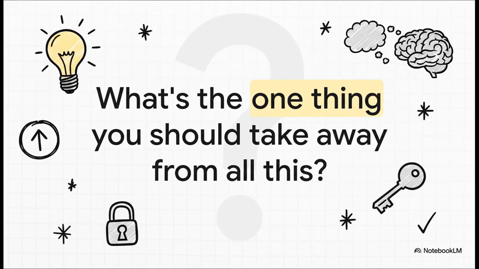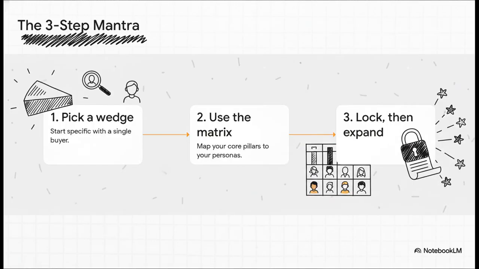So, after all that, what's the one big takeaway? If you forget everything else we've talked about today, please remember what's on this next slide. It all boils down to this 3-step mantra. You ready? First, pick a wedge. Start specific. Focus on that one buyer. Second, use the matrix. Map your core pillars directly to your personas. And third, lock it, then expand. You lock that document down and you only change it when a whole lot of evidence tells you it's time. That's it. That's how you build messaging that actually works and actually lasts.